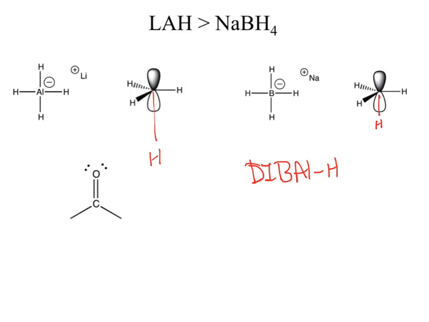D for 2 for di. IB. Definitely screwed that one up. Let's try that again. Isobutyl. Diisobutyl aluminum hydride.